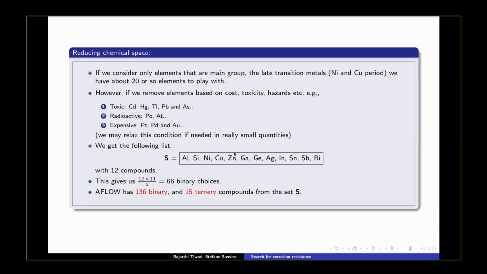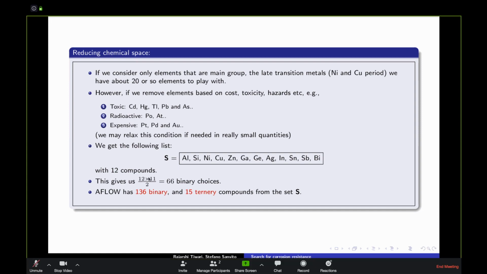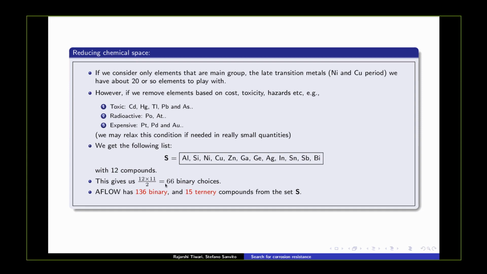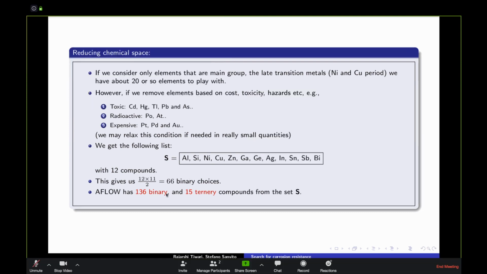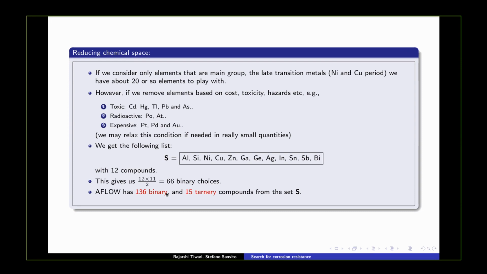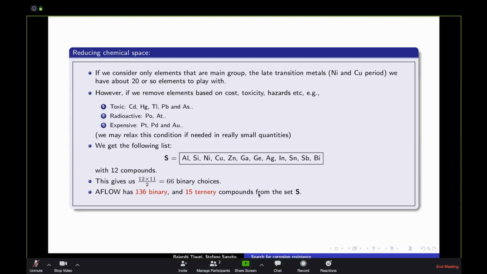One can argue this could be 10 or 15, but this is a representative, reasonable set. This gives us about 66 binary choices. From these, AFLOW has 136 binaries, which is one fourth of what we were looking at in D block systems, and just 15 ternary compounds from this set. And this is the list of those compounds.